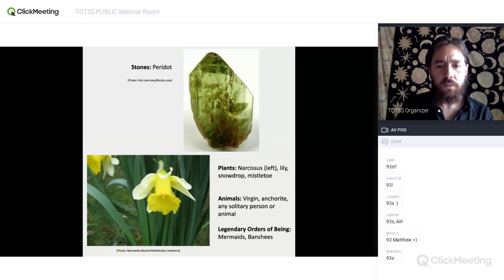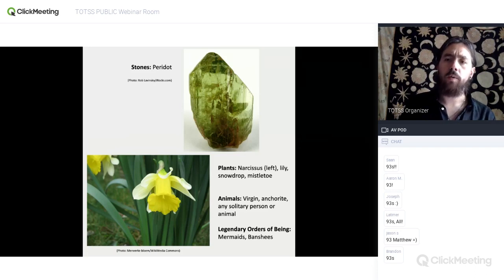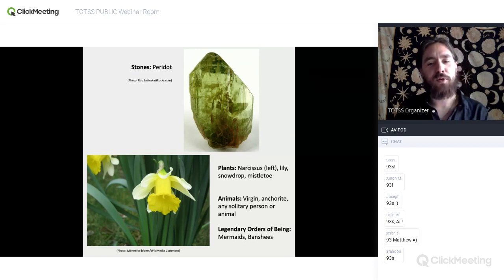Also, the lily and snowdrop can be associated with Virgo or with Yod, because of the purity of those plants, or the idea that they can represent purity. And then the mistletoe is an interesting one. Crowley says that the mistletoe, again, has some of the seed symbolism with Yod.